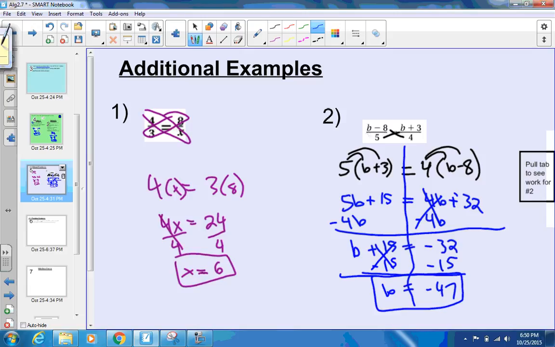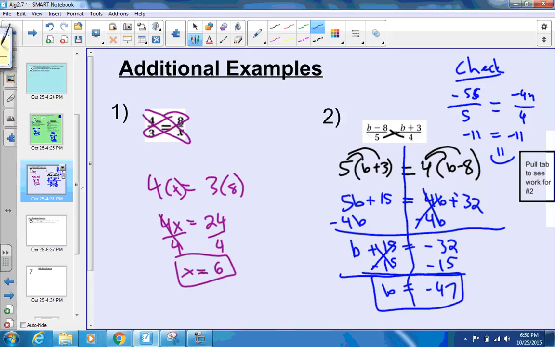Now, you really should plug it back in there to check. So let's do negative 47 minus 8 will be negative 55 over 5. That would be equal to negative 47 plus 2 would be negative 44 over 4. And both sides are going to be equal to negative 11. This is our checking here, and that makes us happy. So b really is negative 47 for this one.